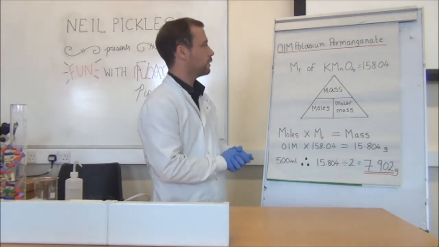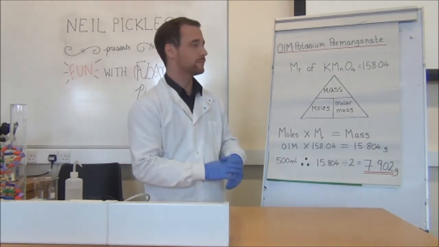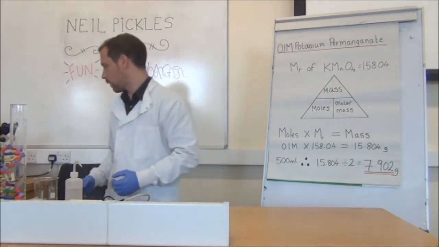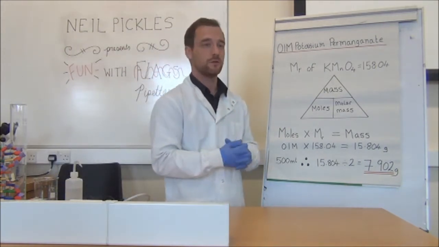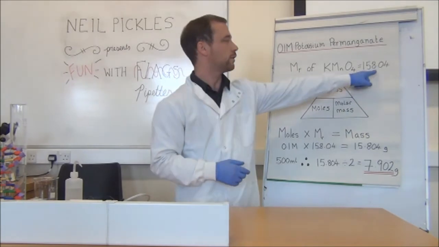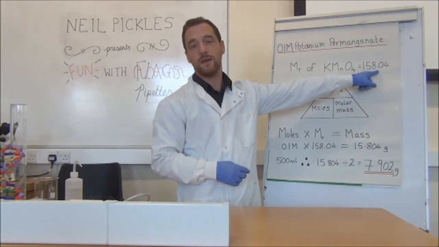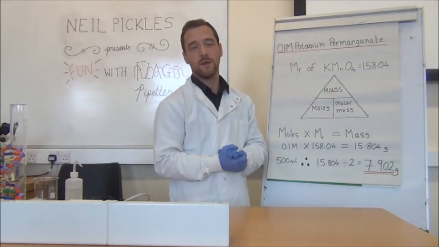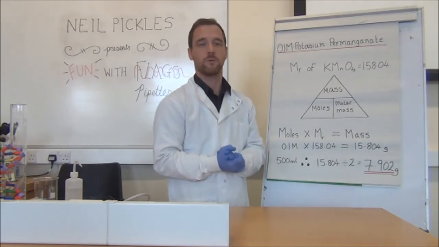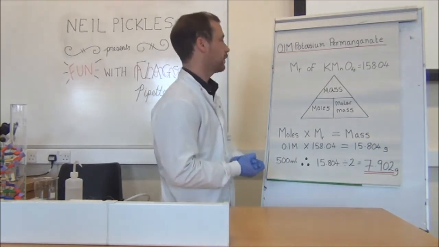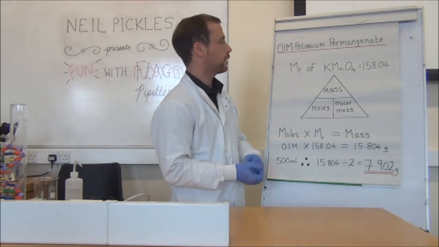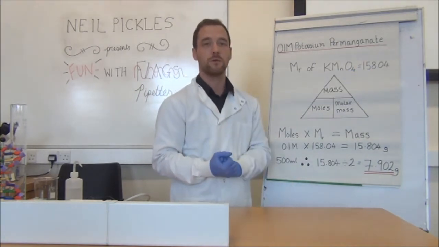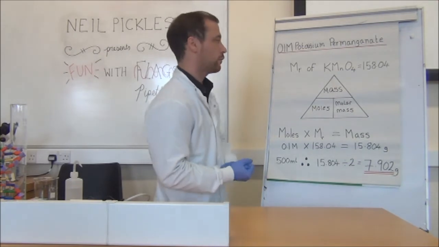So, how do we know how much to weigh out? Well, on the side of bottles of potassium permanganate and other solutions, the molecular weight will be reported. If for some reason the molecular weight isn't reported, you can look it up on a website like Sigma and get that value. The MR, or molecular weight, of potassium permanganate is 158.04. So how much do we weigh out?